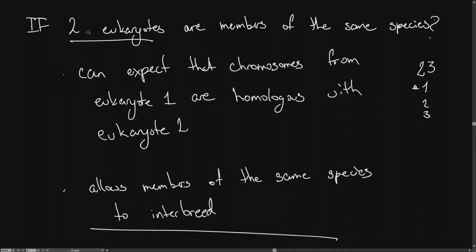So if there are two eukaryotes that are members of different species, in most cases they can't reproduce, they can't interbreed. And this is because their chromosomes can't pair up during meiosis, and so the process simply can't complete.